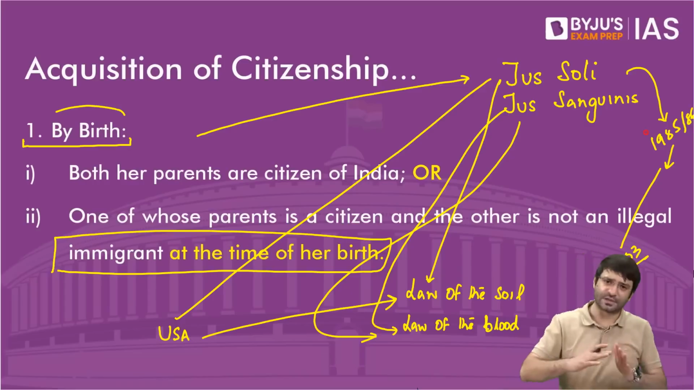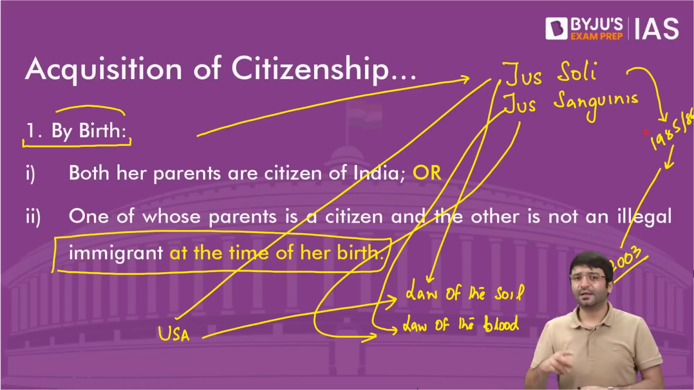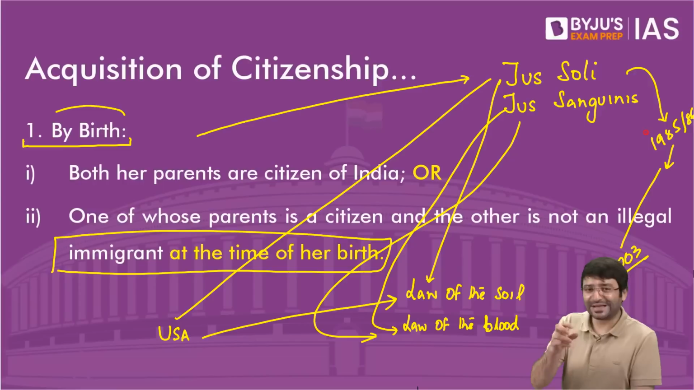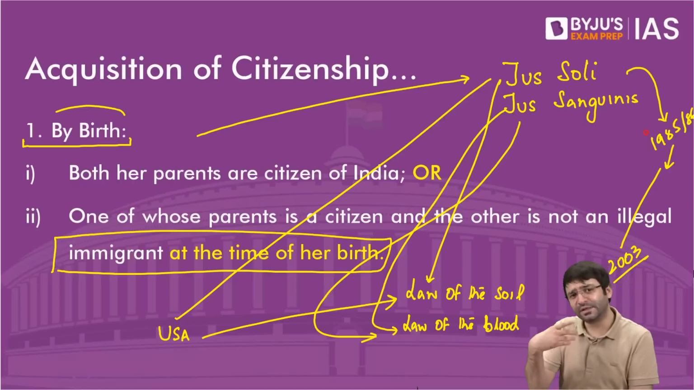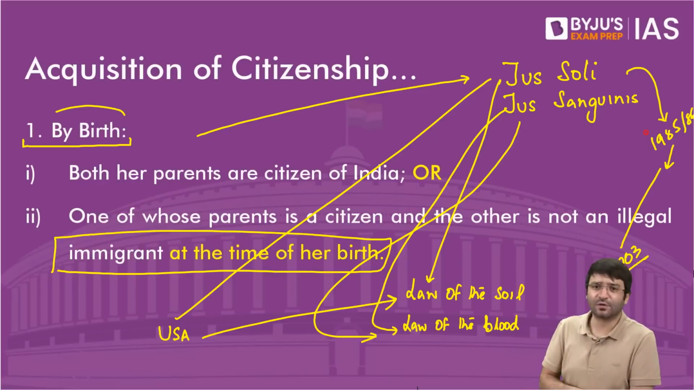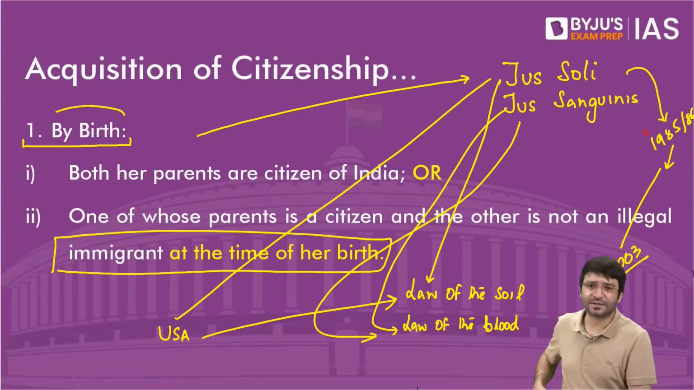We will continue this discussion on citizenship. On Monday, we will discuss what are the other ways by which one can acquire Indian citizenship: by descent, by registration, by naturalization, by incorporation of foreign territory. Then we will discuss the ways by which one can lose citizenship as well. All that will be discussed on Monday. And on Monday, we will discuss the Citizenship Amendment Act.